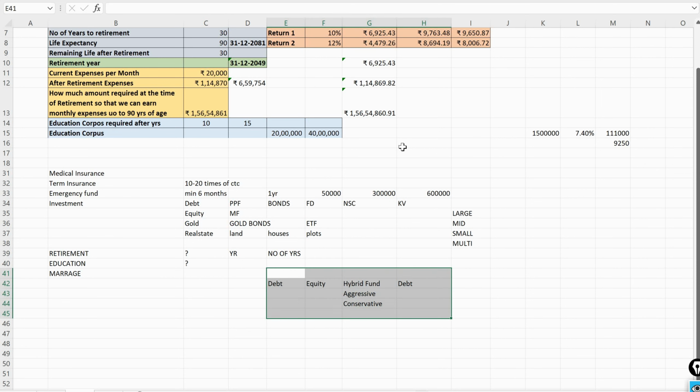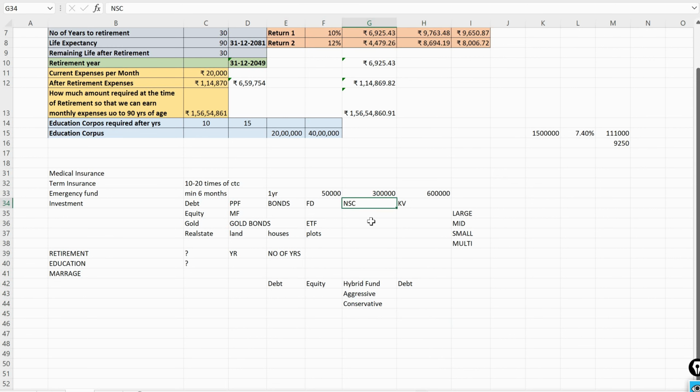And during our working period, for wealth creation, meaning to accumulate the corpus amount at the time of retirement, we can go ahead with equity funds, debt and gold. I have already mentioned this in my earlier video. So in debt we can go ahead with PPF, bonds, FD, NSC.